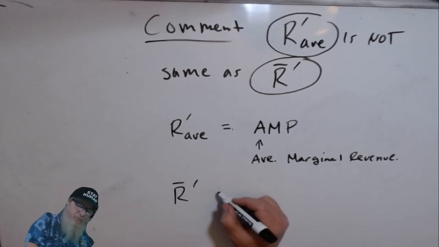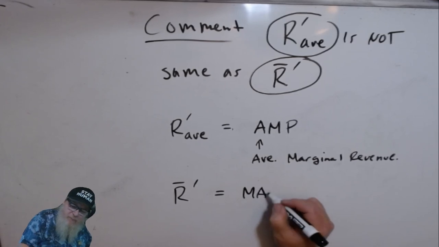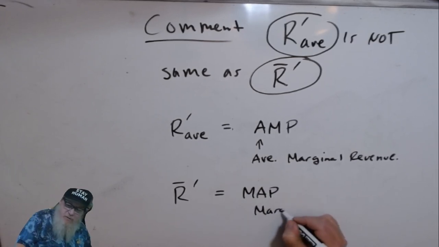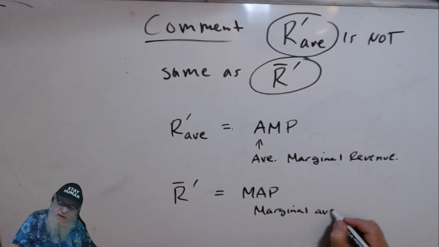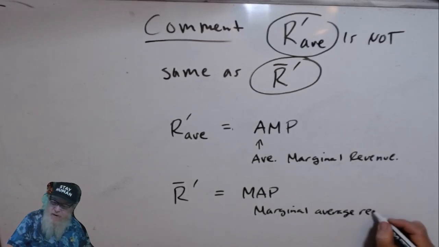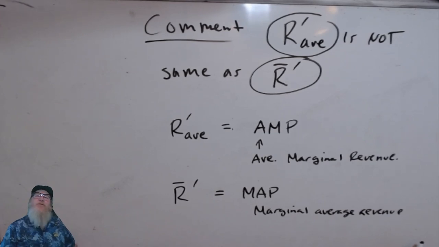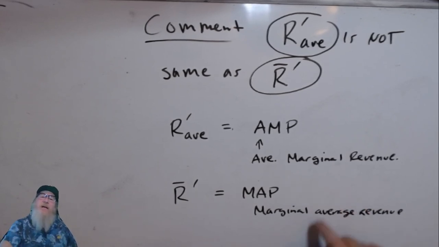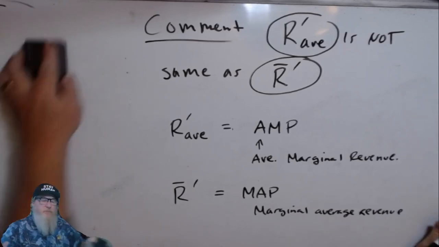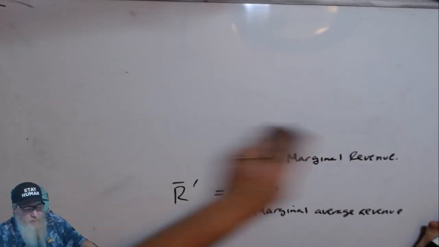R hat prime is called MAP, marginal average revenue. And they do not measure the same thing. Okay. Just want to make that comment because in the next example, I might ask for both. But I've already done cost, I've already done revenue, so let's move on to profit.